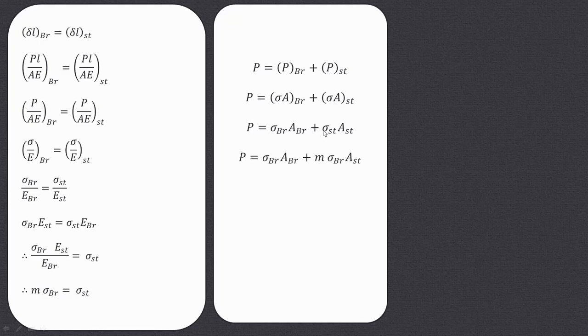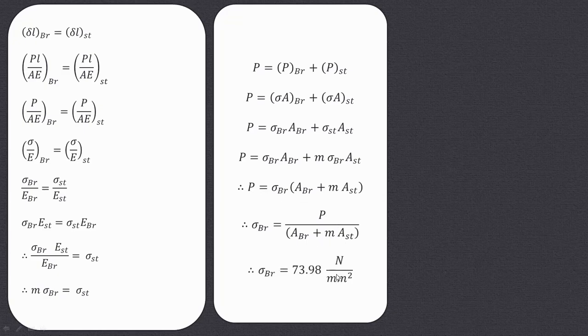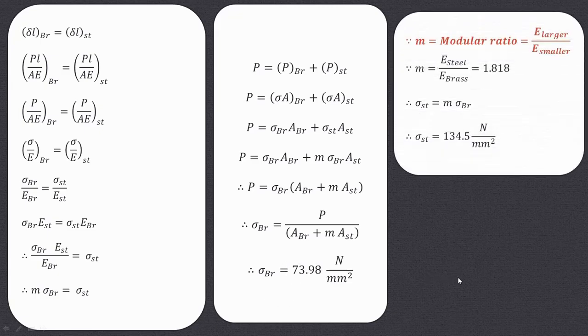Now this sigma ST is nothing but M into sigma brass. So in place of this sigma ST, we have substituted M into sigma brass. And now take this sigma BR as common. So it is ABR plus M into AST. So sigma BR will be equal to P upon ABR plus M into AST. Substituting all the values in this formula, that is M is nothing but EST upon EBR, and all the other values, you will get the value of sigma brass as 73.98 Newton per mm square.